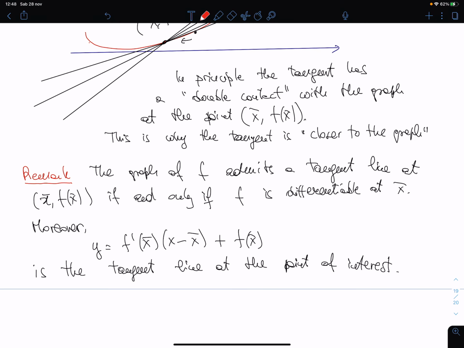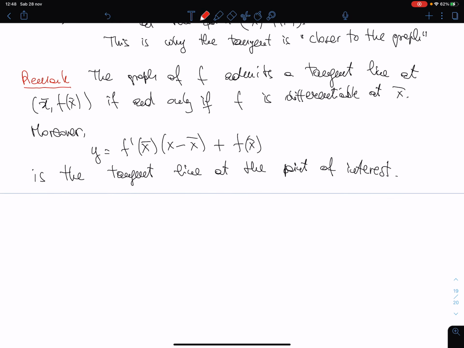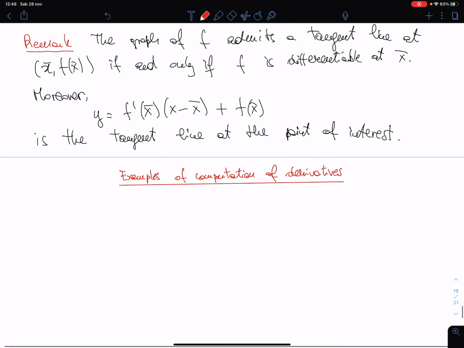And now let us give you some examples of computation of derivatives. Okay, first example.